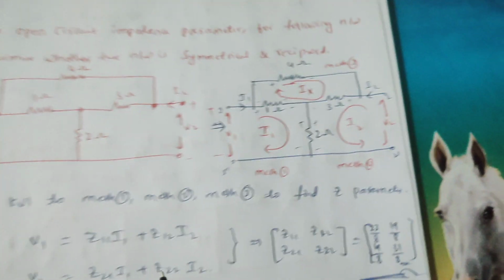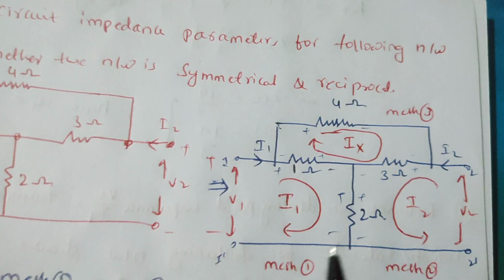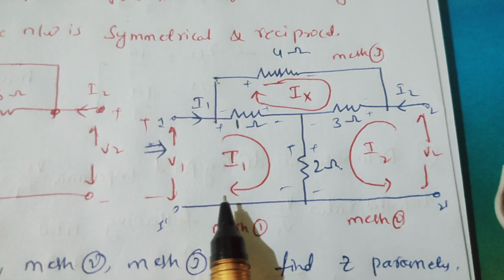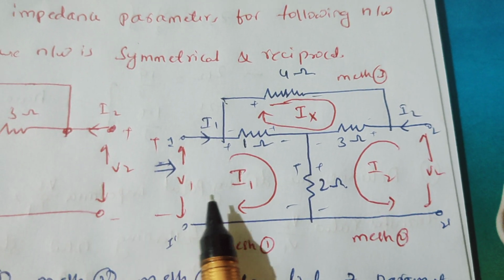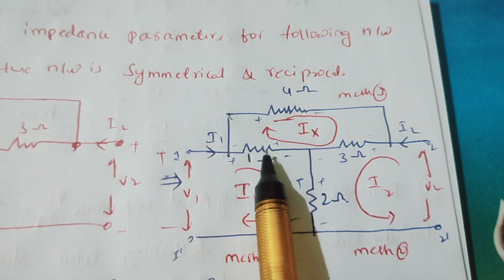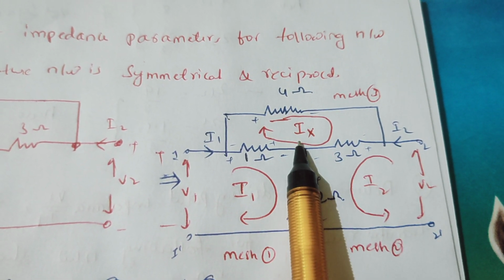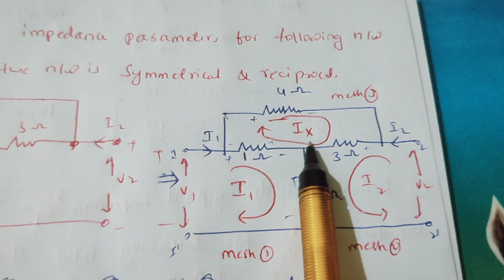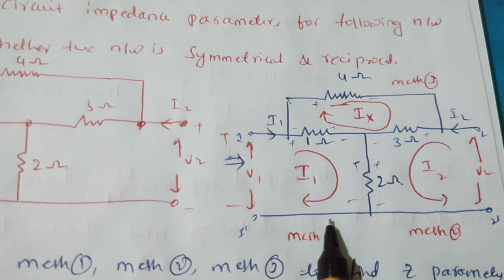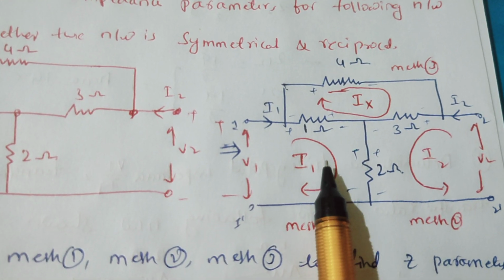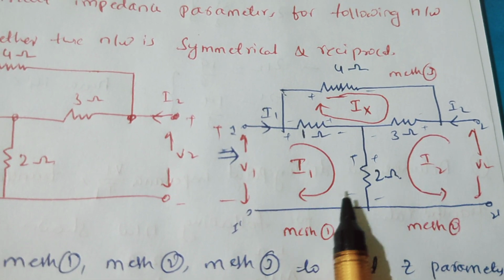Okay, for this purpose I am redrawing the circuit again here. Redraw the circuit and mention all the currents. For mesh 1 it is I1 current, for mesh 2 it is I2 current, and for mesh 3 let us assume an intermediate current. You can take any value. Here I am assuming it as Ix current. To find the Z parameters, I am applying KVL, or you can also apply KCL and you will get the same values.